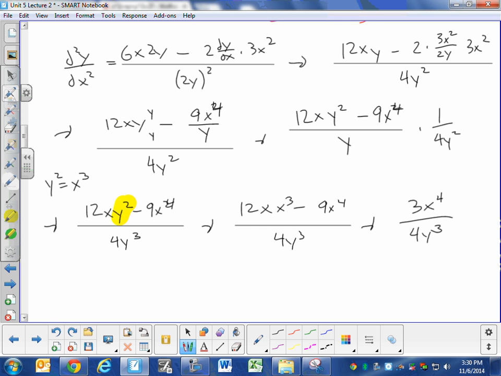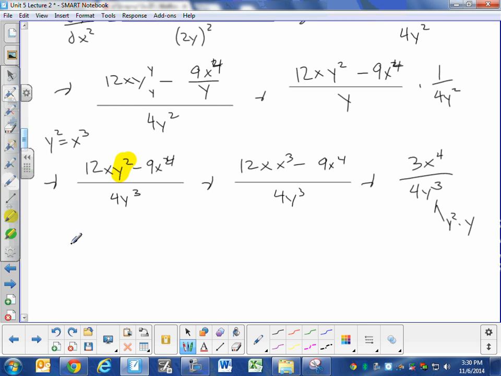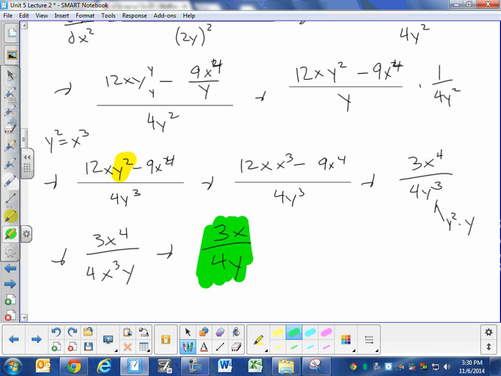Exactly. You can separate the y cubed into a y squared times y. So wherever you see y squared, you can replace it with x cubed. So it's 4x cubed y. Now I can cancel some x's, 3x over 4y. Okay? Fun stuff with simplification.